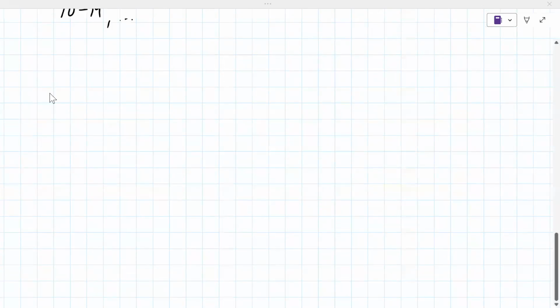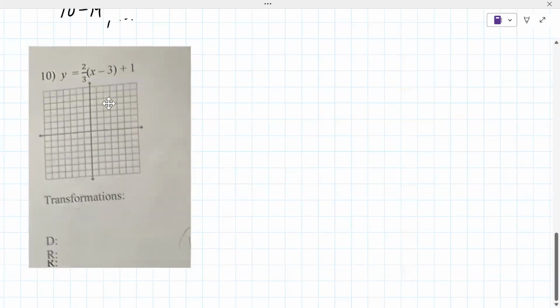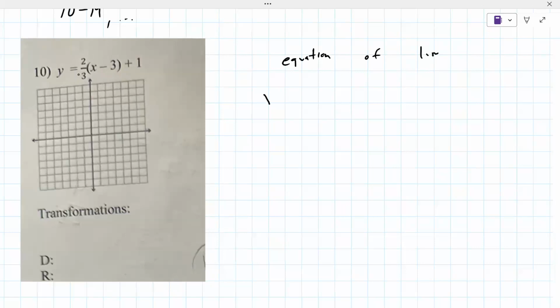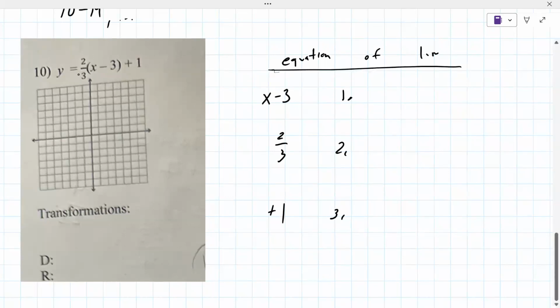So 10 is this awkward problem where it's a line. Notice there's no square, there's no absolute value. This is an equation of a line. Lines don't really have transformations, okay? But it kind of has this form of a transformation where you have this x minus 3, you have this 2/3 out in front, and then you have this plus 1. So let's just go with the same rules that we've been using.